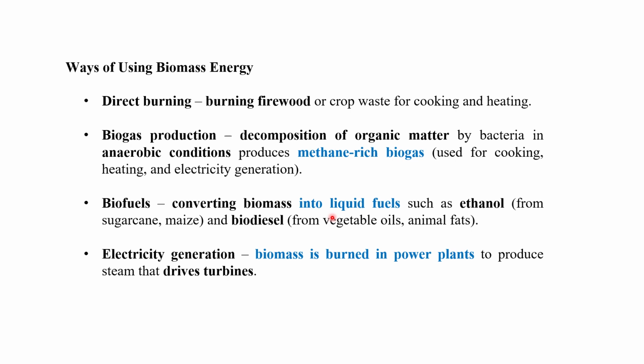Next we can see the ways of using biomass energy. We have to know how, based on the biomass, we can convert it into energy form. That's why it is written here. For the way of using biomass energy, we can go for direct burning of firewood or crop waste for cooking and heating. That means biomass is used for cooking and heating by direct burning.